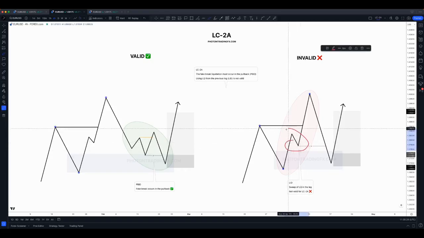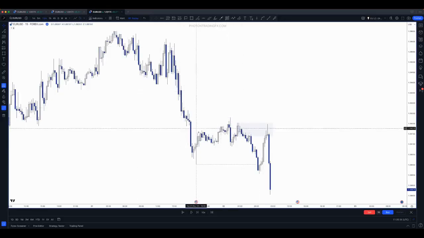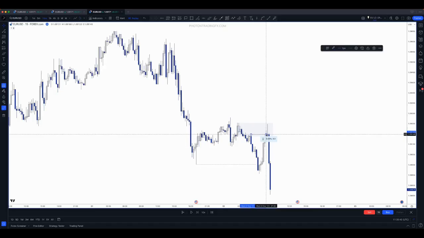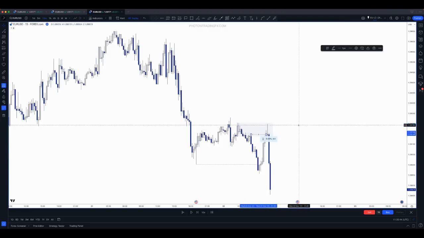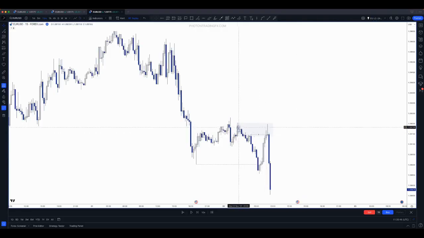We do not look at anything in the leg to the left, right? We do not use lid. We only use the stuff that's built in the pullback. So to give you a quick example here, right, this is the M15. Let's say we're looking for shorts from within here. There is, like, let's say M15 strong liquidity to the left, okay? This is a structural high. That is valid lid. But for this entry model, we are not looking at anything in this leg.